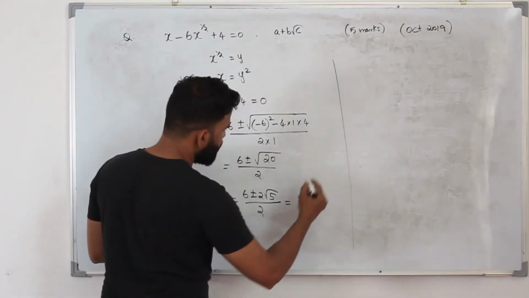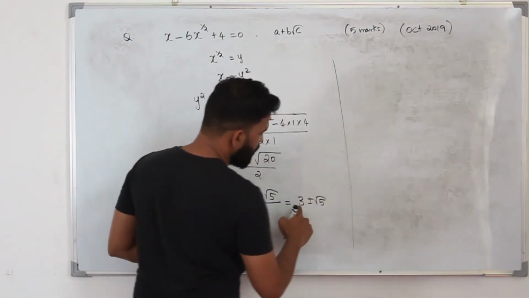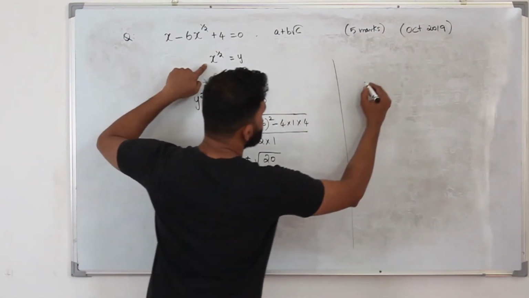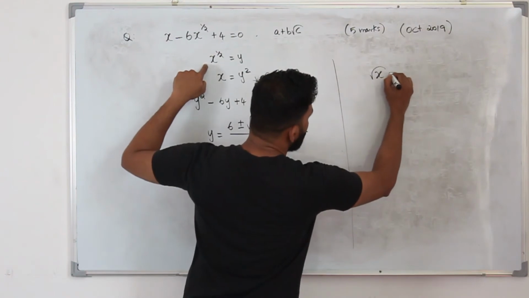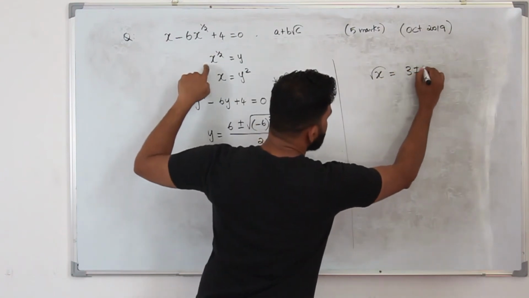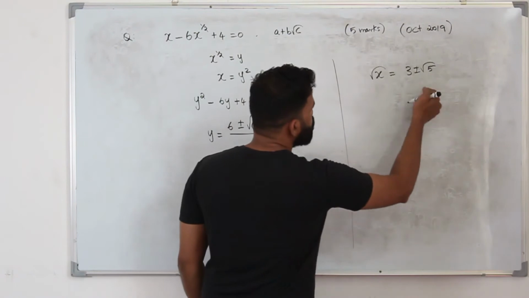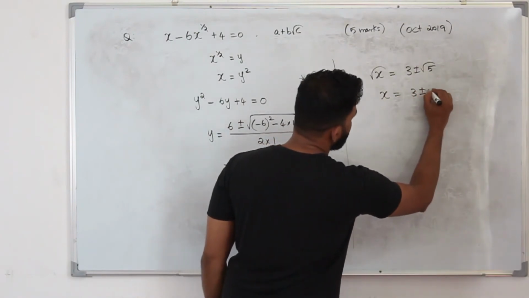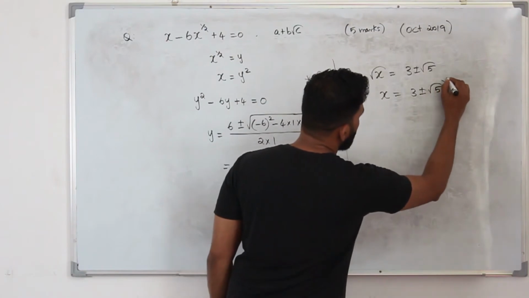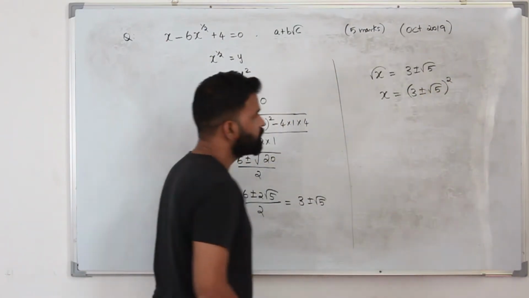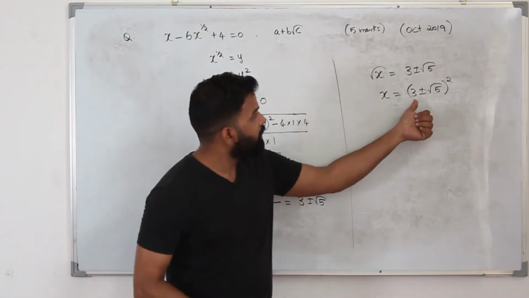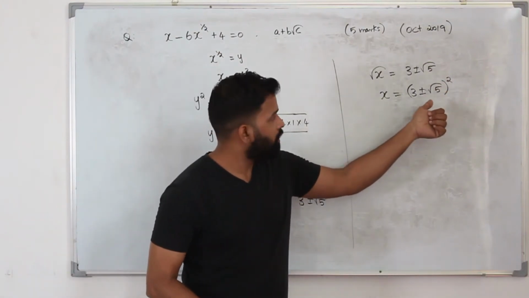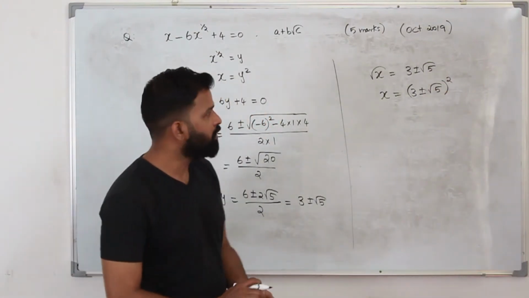So now y is 3 to the power 3 plus or minus square root of 5. Y is square root of x. So square root of x is 3 plus or minus square root of 5. Square both sides. X equals 3 plus or minus square root of 5 whole square. You can apply the algebraic identity a plus b whole square or a minus b whole square and simplify.